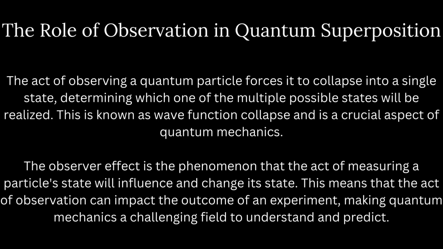The role of observation in quantum superposition. The act of observing a quantum particle forces it to collapse into a single state, determining which one of the multiple possible states will be realized. This is known as wave function collapse and is a crucial aspect of quantum mechanics. The observer effect is the phenomenon that the act of measuring a particle's state will influence and change its state. This means that the act of observation can impact the outcome of an experiment, making quantum mechanics a challenging field to understand and predict.